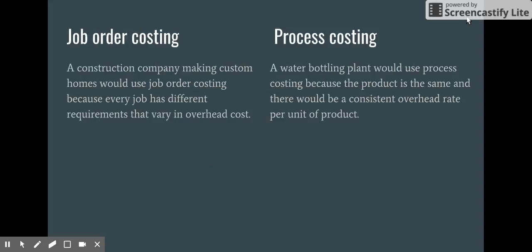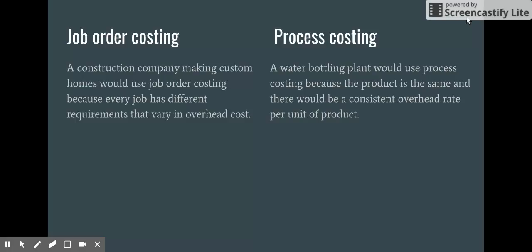An example of job order costing would be a construction company making custom homes, making different types of homes. Each home would be custom to the owner or what they want. So overall, each job would have different costs and wouldn't really relate directly from job to job.